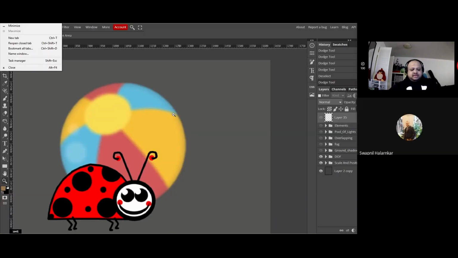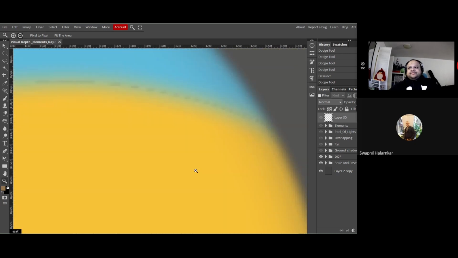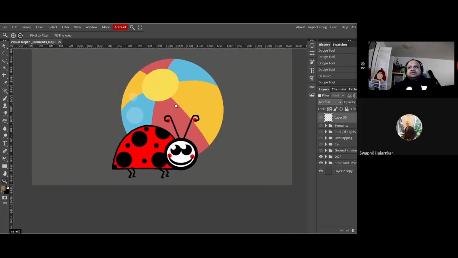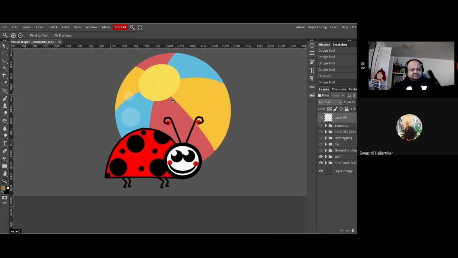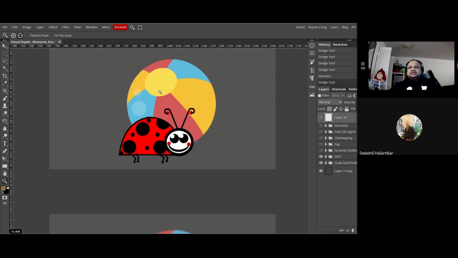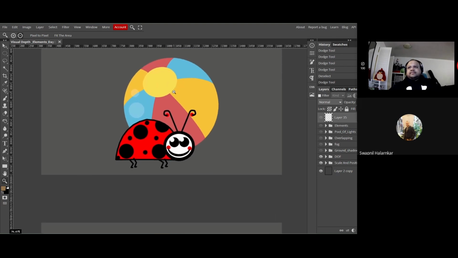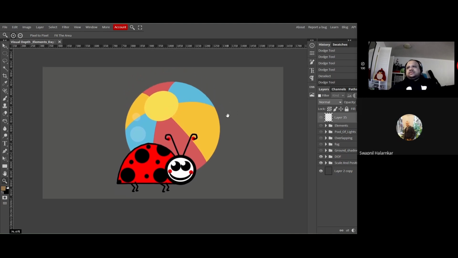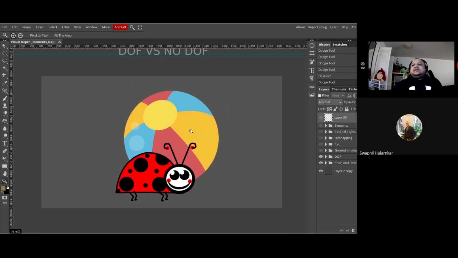Okay, let's move on to depth of field. Yeah, so there is this ball and then there is a ladybug on top. I don't know why it's happening like that. I don't know how to. Okay, now it is okay. So there is a ladybug and there is a ball.